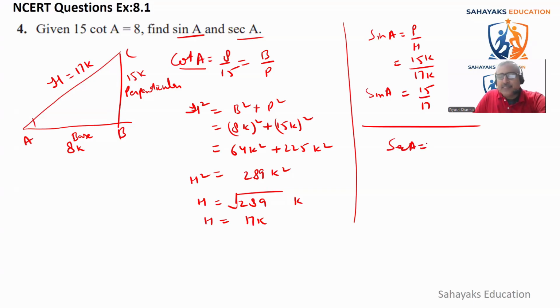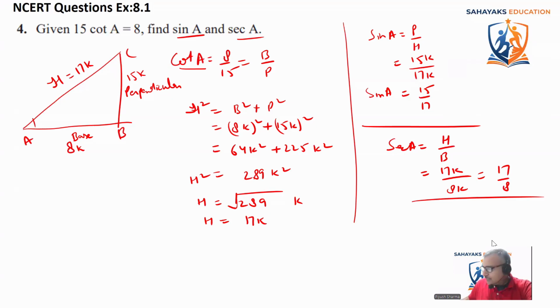Then we have to find out sec A. Sec A, we know, is the opposite of cos A. So it is hypotenuse divided by base. Hypotenuse is 17K divided by base is 8K. So the answer is 17/8. So both the things are done. These questions are pretty simple, but in case you're finding them difficult, the better option is to practice more. The more you practice, the easier things become.